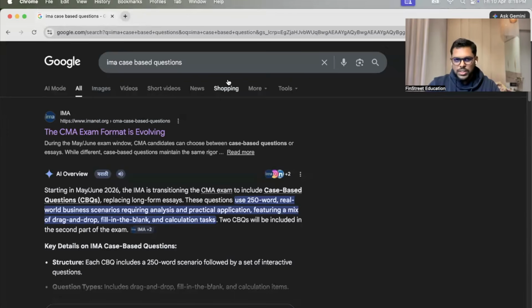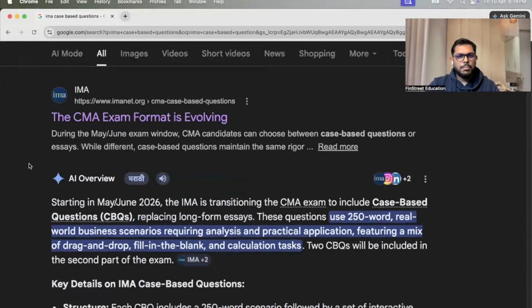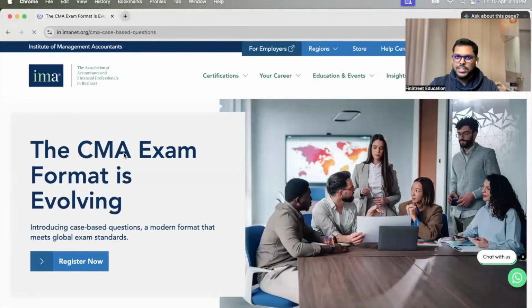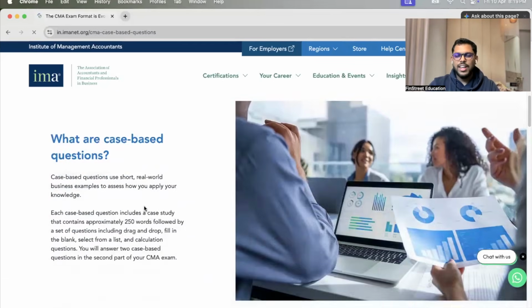You have to go on Google, search this IMA case-based questions. इसके बाद please go on the first link that will show up. The CMA exam format is evolving. ये link मैं अगर आपको group में चाहिए, I'll share the link as well. Once you're on this page, scroll down to the exam demo.